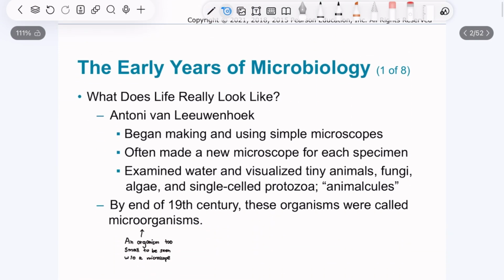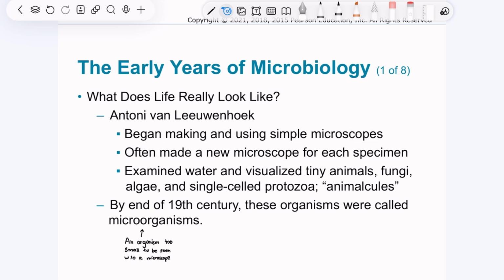So, the early years of microbiology. What does life really look like? Was a question asked by Anthony van Leeuwenhoek. Anthony van Leeuwenhoek was born in Delft, Netherlands, and he was driven by curiosity and a desire for self-reliance. And as a cloth merchant, he learned to make his own lenses, which led him to closely examine everyday objects like insects, blood, and his skin. His dedication to observing and recording details made him a pioneer in microscopy and contributed to his lasting fame.